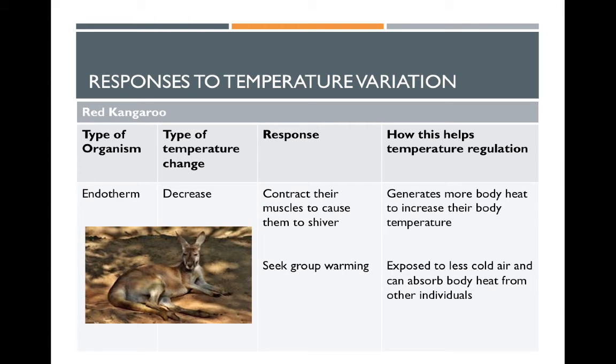So that's a bit of an overview of the responses of an endotherm and an ectotherm. Don't forget you need to have those named examples, so the central netted dragon and the red kangaroo, okay? And we're going to pop this together with the next dot point as well for you guys in class. So have fun.